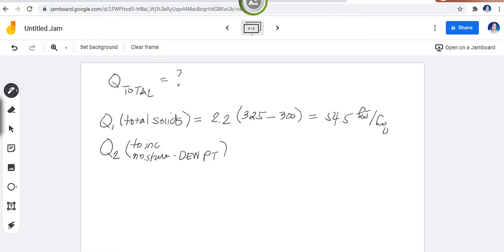So Q1 is the amount of energy to increase the temperature of the solids because this is the Cp of the solid. Q2 is the amount of energy needed to increase the temperature of the moisture present in your feed to the dew point temperature. Now you may ask, why the need to increase the temperature of the moisture content to the dew point? It's because it cannot be converted to gas. The liquid in your solid cannot be converted into gas unless it reaches the dew point temperature. It cannot change phase unless it reaches the temperature at which it is about to change into the gas phase. Because we know that when we change from liquid to gas, it's a constant temperature process. But in order to reach the temperature of the dew point, we need a certain amount of energy for that.